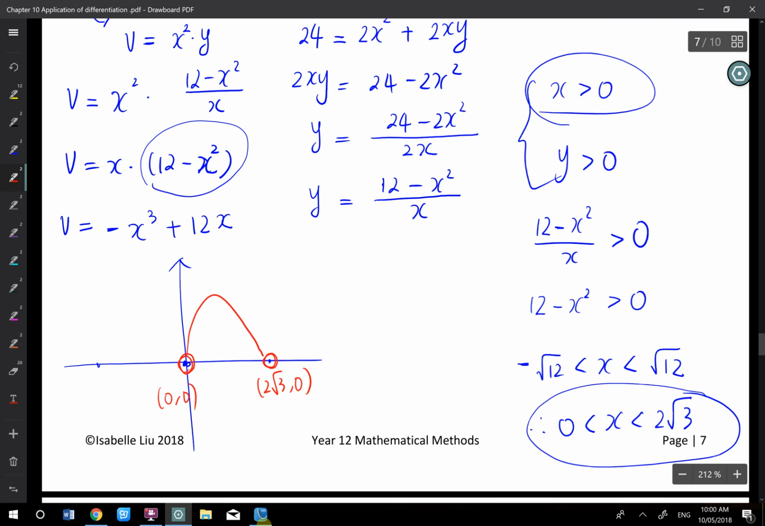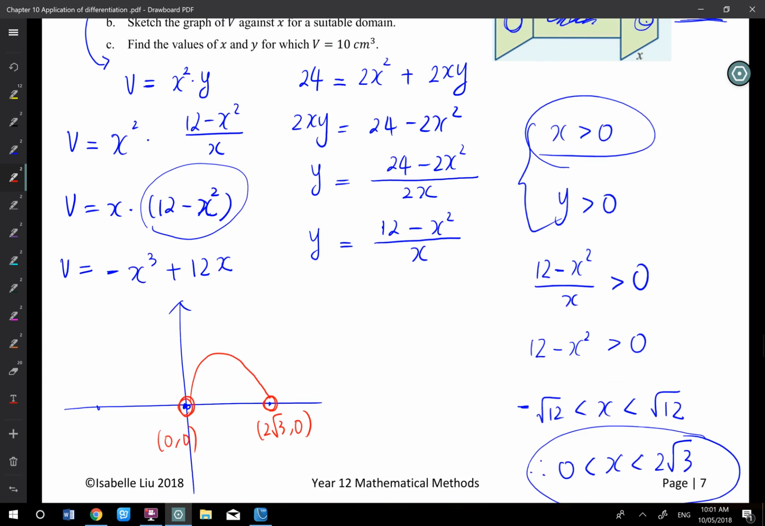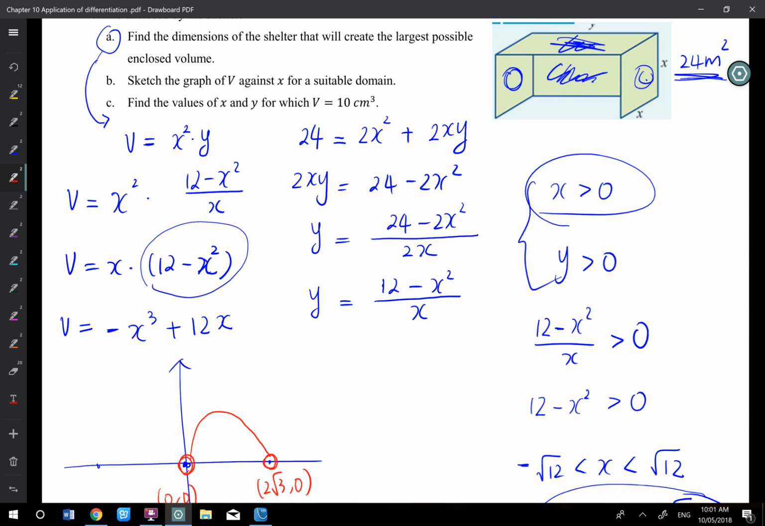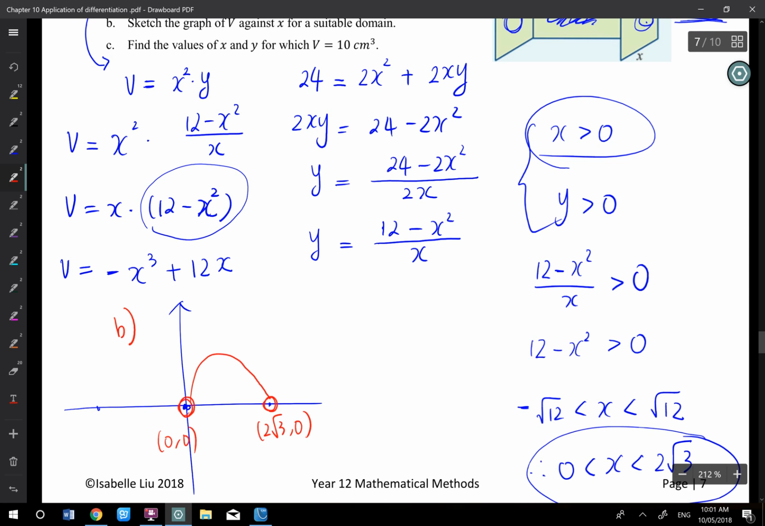Where's the turning point? I don't know yet, because I need to find the derivative equals 0 first, and then solve for that. But that's B. That's the graph. How do we get this graph? We think about the whole shape first, and then we take the part we need in between 0 and 2 root 3.